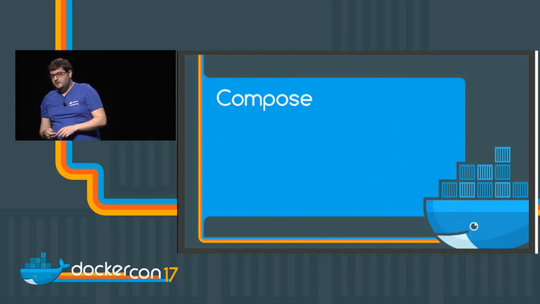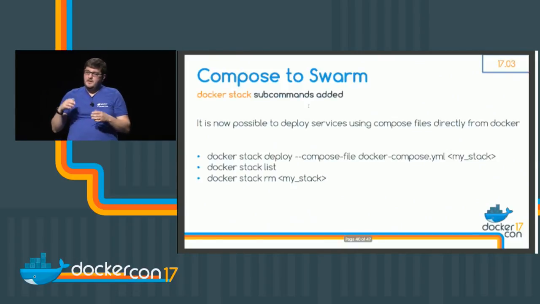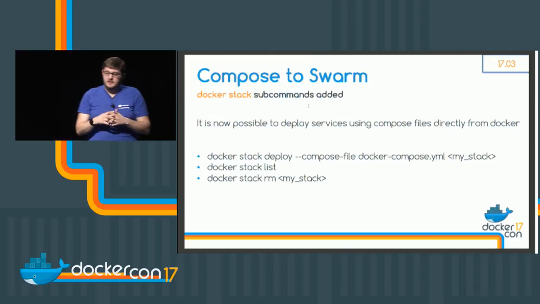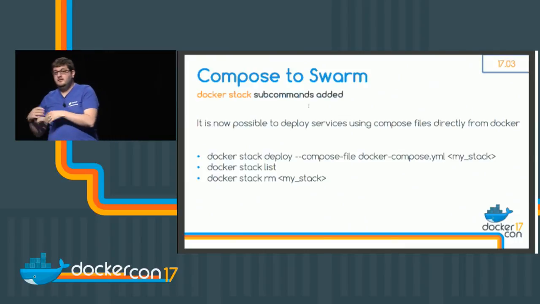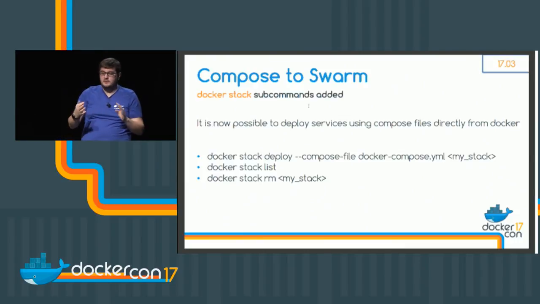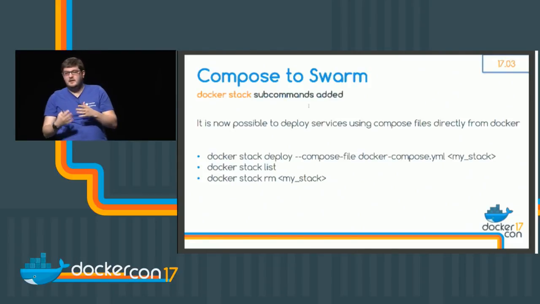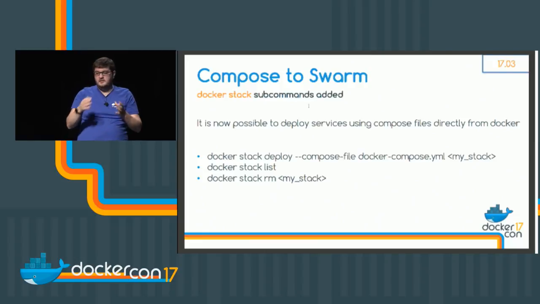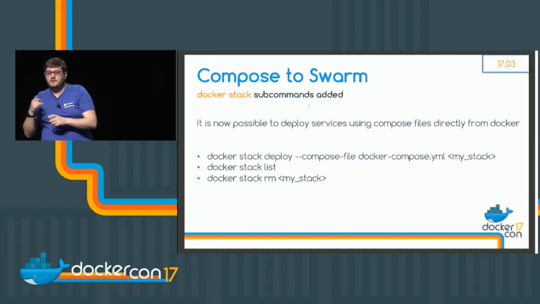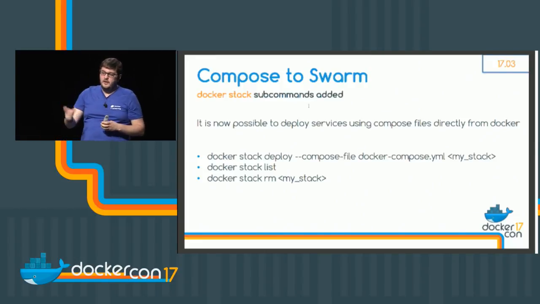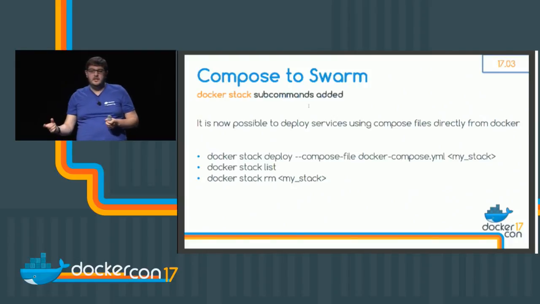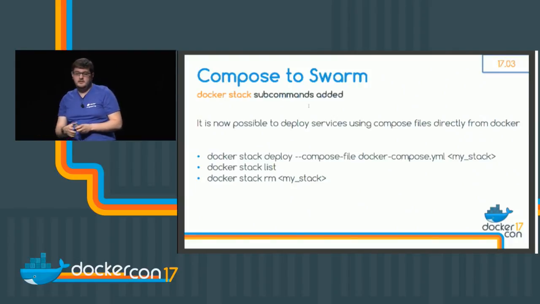And finally, let's talk about Compose. One of the biggest features we had in 17.03 was the ability to start services from a Compose file. We call the feature Compose to Swarm, and it's really easy to use. You have to deploy a stack. A stack is a collection of services. So you do a Docker stack deploy, you give it the Compose file, and you give the stack a name. And that's pretty much it.